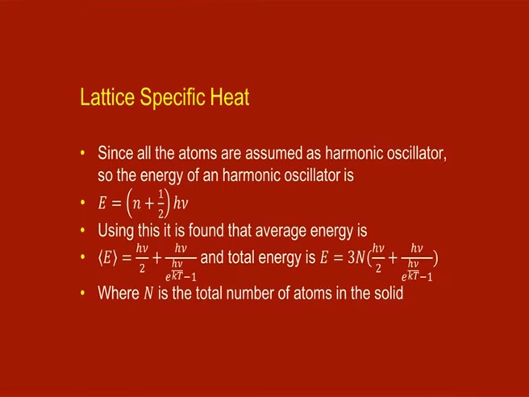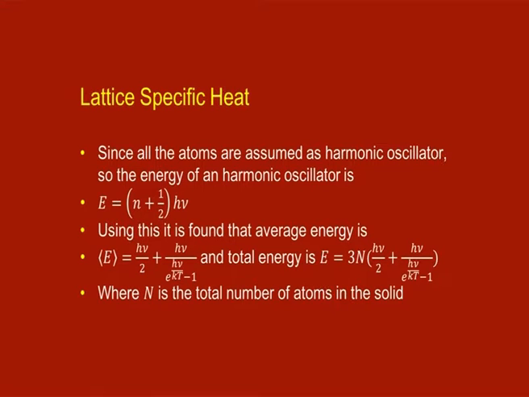by exponential h nu by kT minus 1, and the total energy for N number of atoms was E is equal to 3N into h nu by 2 plus h nu by e to the h nu by kT minus 1, where N is the total number of atoms in the solid. Now, we found out the average energy as well as the total energy for the harmonic oscillator. Now, how to find out the specific heat?